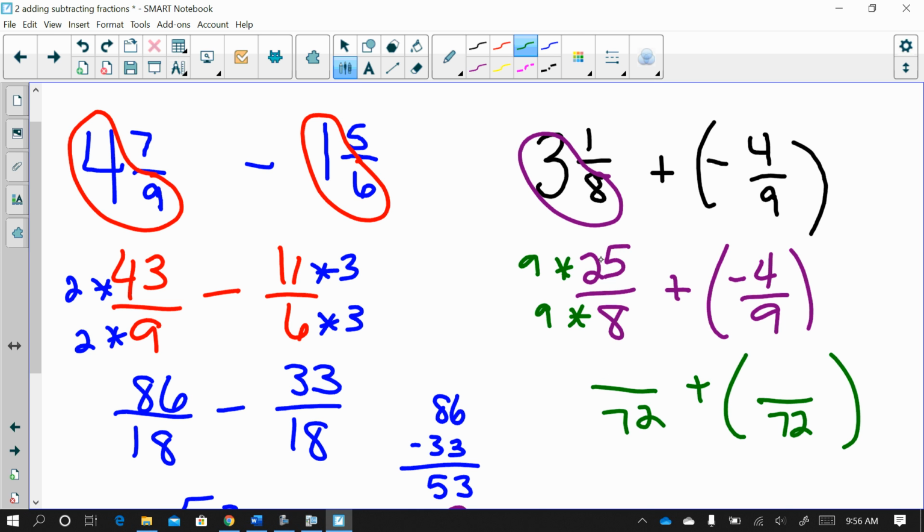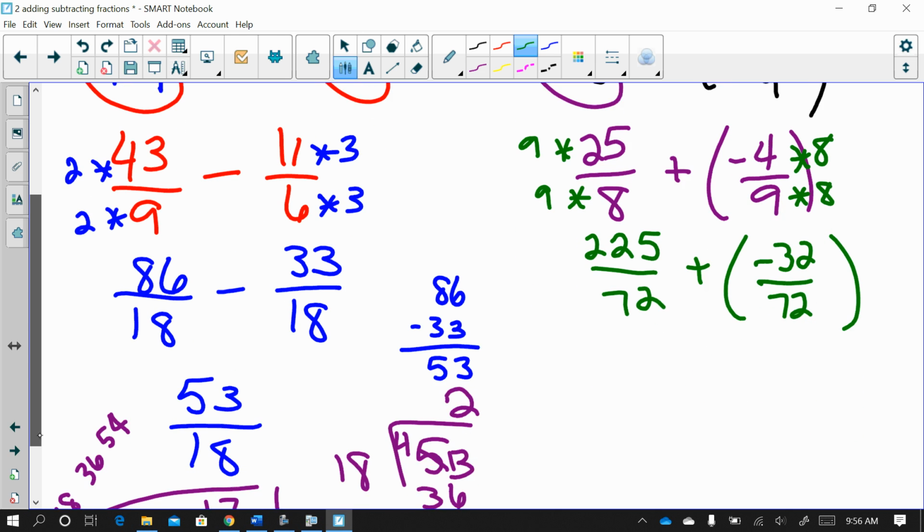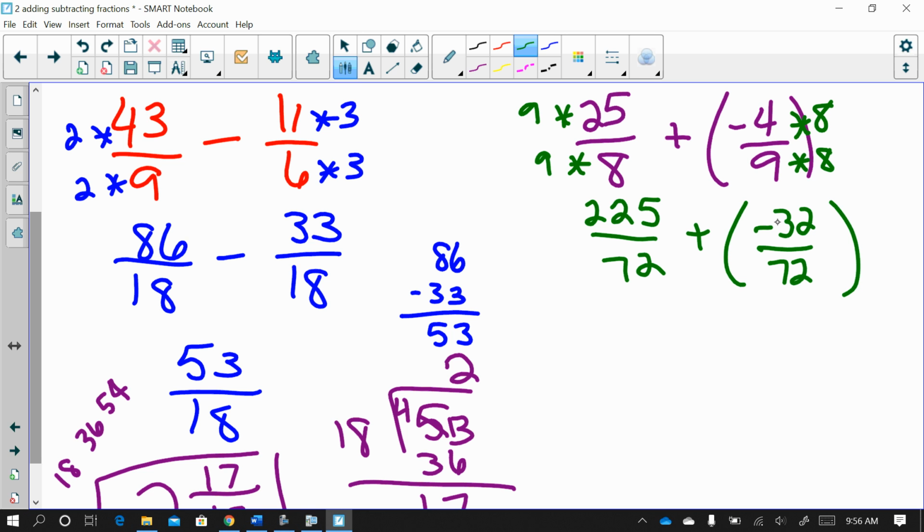If I hand you 9 quarters, how much money do you have? You have $2.25. 9 times what gave me 72? 9 times 8, so we do it to the top. Negative 4 times 8 is negative 32. So this is 225 plus a negative 32. That's the same thing as 225 minus 32. That gives me 193, goodness gracious, 193. So I get 193 over 72.